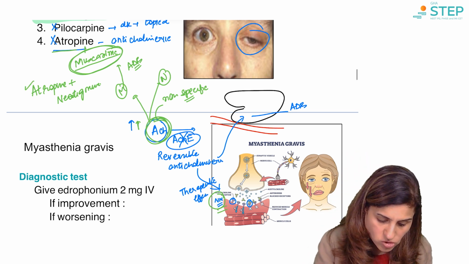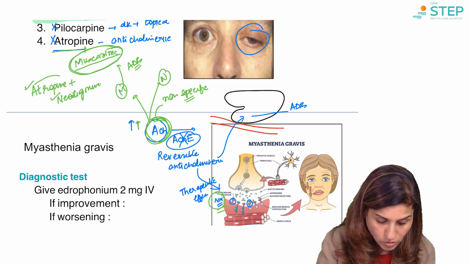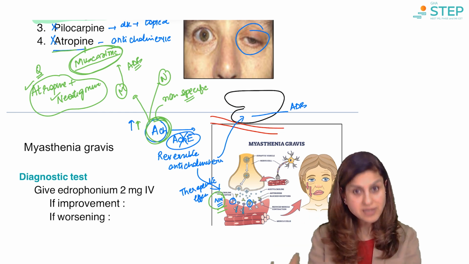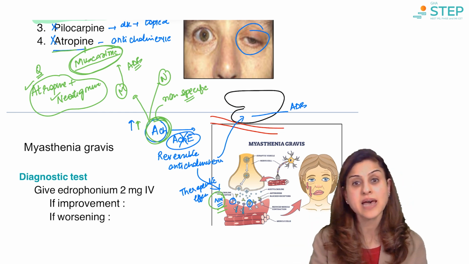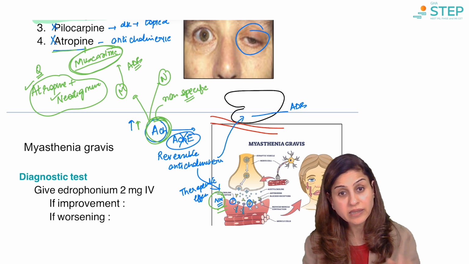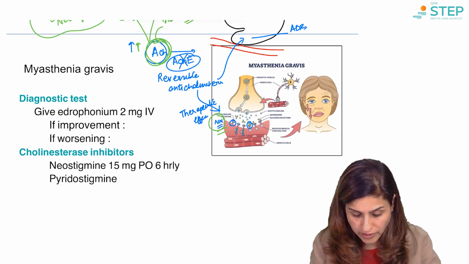So you give atropine along with neostigmine. This can be another MCQ, that if the option is atropine plus neostigmine, then you will mark this as the correct option, because they are not given separately. Preferably, they are given together. So what are the other important things in myasthenia?